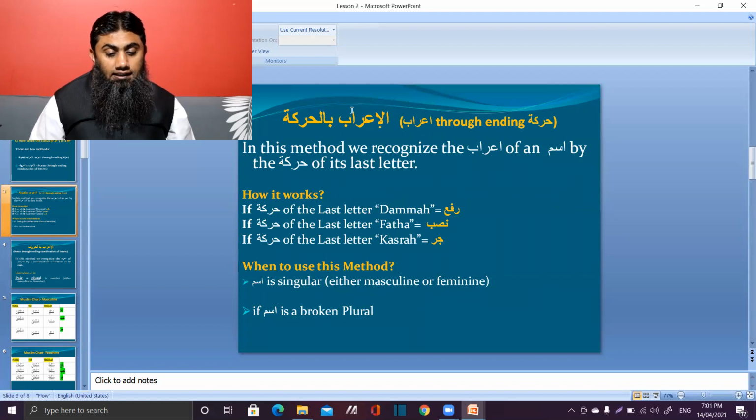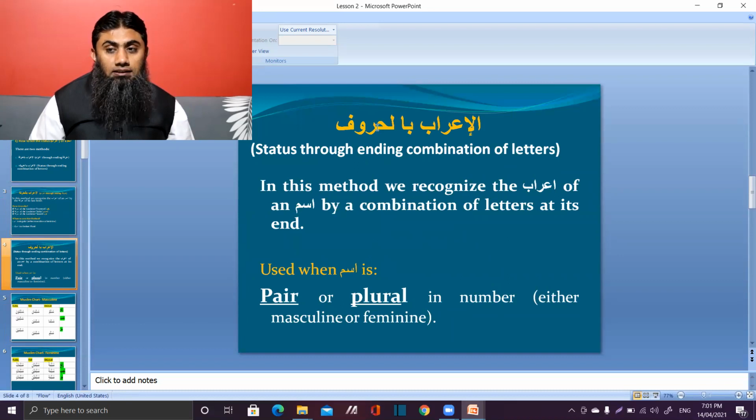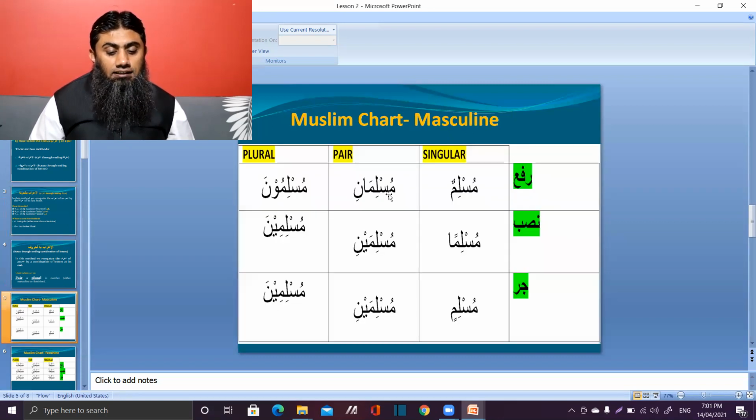Okay, then we learned here that the haraka method is used for singular ism, and how to use it: you only look at the haraka of the last letter. If the haraka is damma, fatha, or kasra, this is how you tell the status. And in terms of the huruf method, you don't look at the haraka, you look at the combination of letters at the end of the word, as you have seen in this chart.